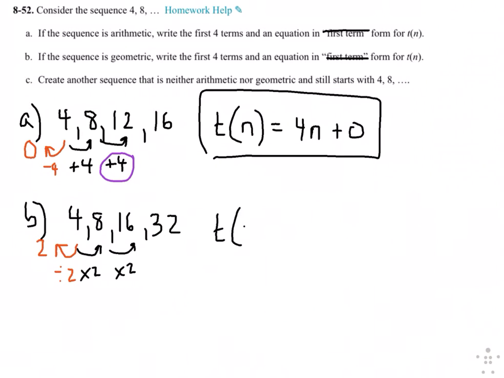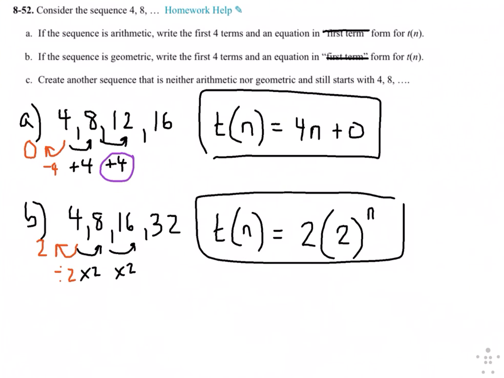So we get T of n equals the zeroth term, 2, the multiplier, 2, to the n power, right? So if I put a 1 in, I'd get 4, and I put a 2 in, I'd get 8, so that works. So there's the equation.